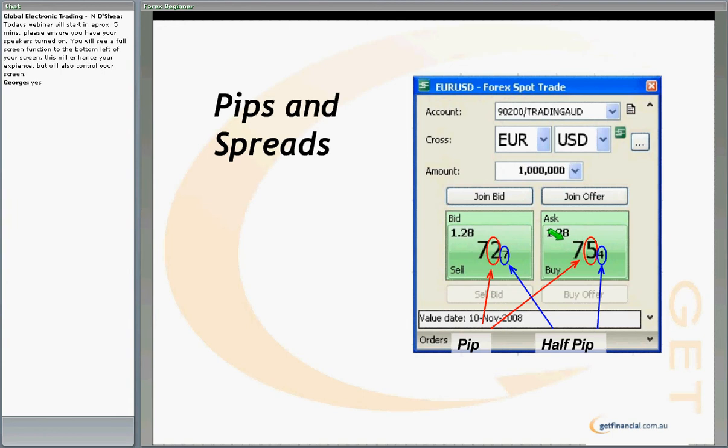Remembering that these currencies can move, particularly in volatile times, anything up to 200 or 300 pips per day, so there is plenty of opportunity for you to make money, as long as you're aware that if it goes against you, then you will also be losing at that rate as well.